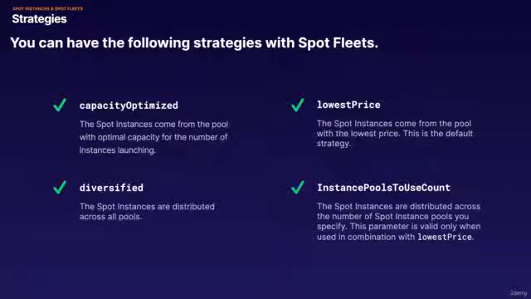And then we have instance pools to use count. This is where the spot instances are distributed across the number of spot instance pools that you specify. And the parameter is only valid when used in combination with the lowest price. So this is kind of like a combination of diversified with lowest price, but with diversified, it's using all the pools. With instance pools to use count, you define which pools you want. It will launch in those pools at the lowest price.